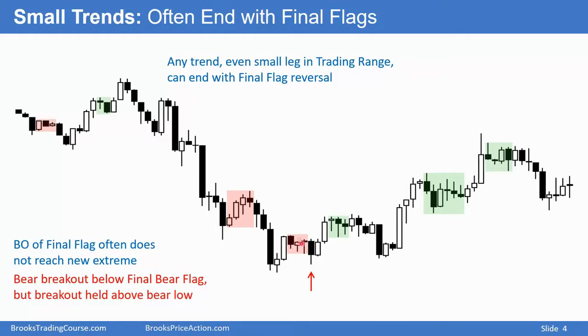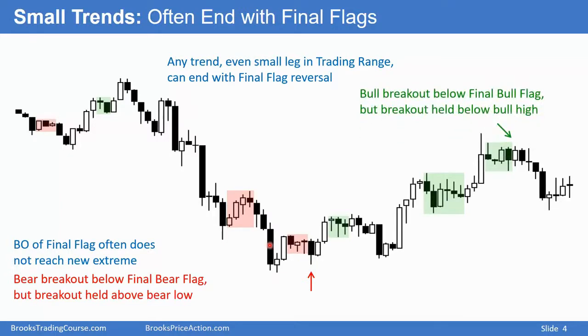Bear breakout below a bear flag, yet the breakout reversed up from a higher low. A breakout from a bull flag, and the bull breakout reversed down from a lower high. Two legs up, you can call this a bigger bear flag, and we have a bear breakout, yet the bear breakout reversed up. This is also a final flag.